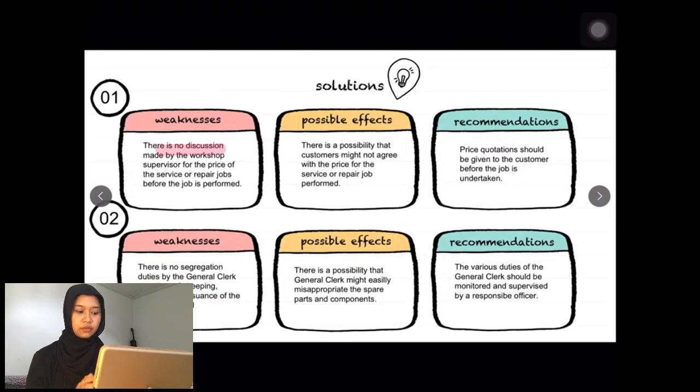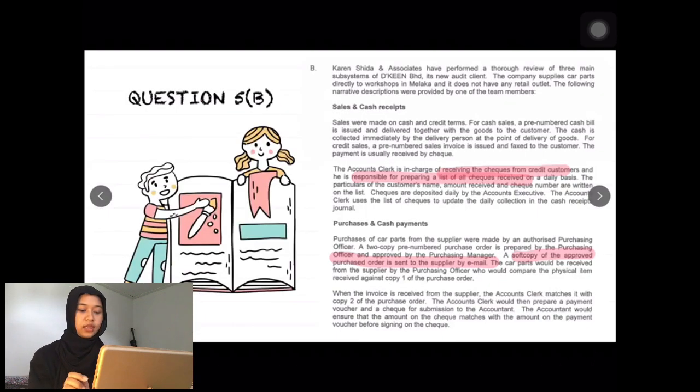So the recommendation for this company, for this workshop, is the various duty of the general clerk should be monitored and supervised by the responsible officer. Maksudnya duties yang banyak-banyak oleh general clerk tu patutnya monitor and supervise lah daripada responsible officer. Supervised by responsible officer.